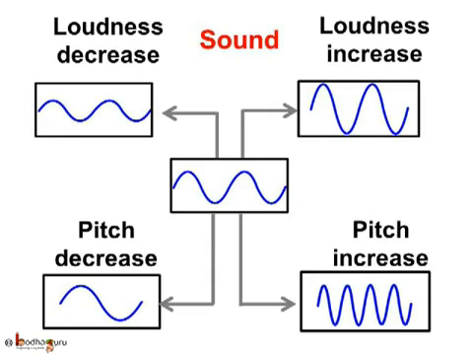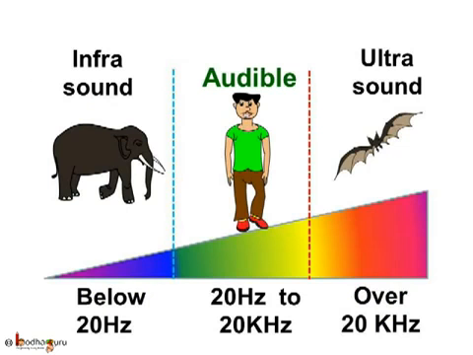To summarize what we have learned today, now we know the different characteristics of sound. The loudness of sound depends on the amplitude. Higher the amplitude, louder the sound. The shrillness or pitch depends upon the frequency of the vibrations. Higher the frequency of vibration, higher the pitch of the sound.